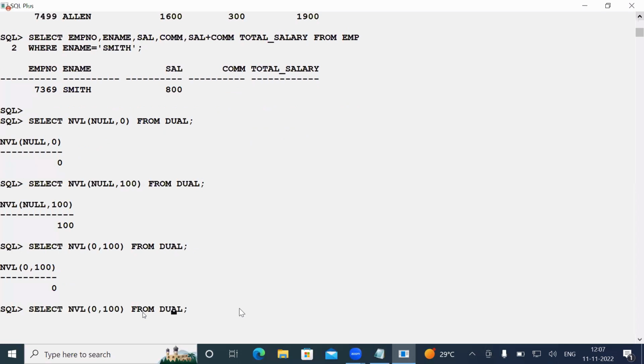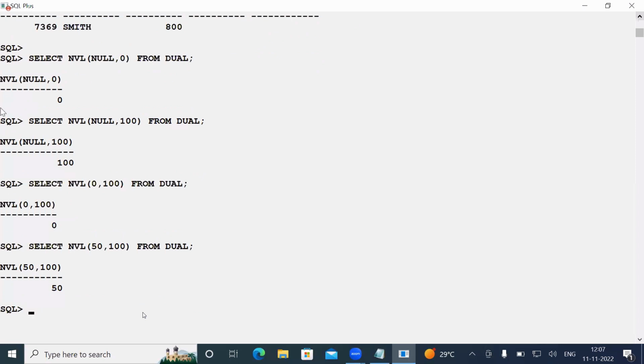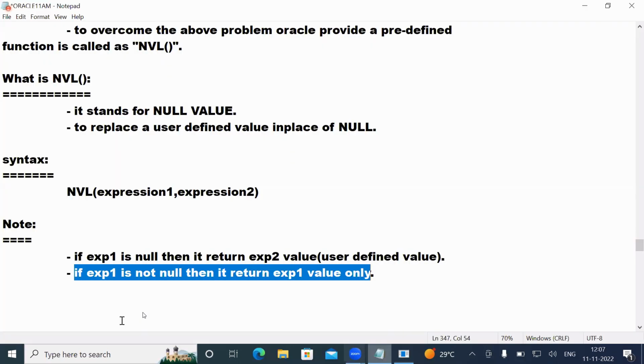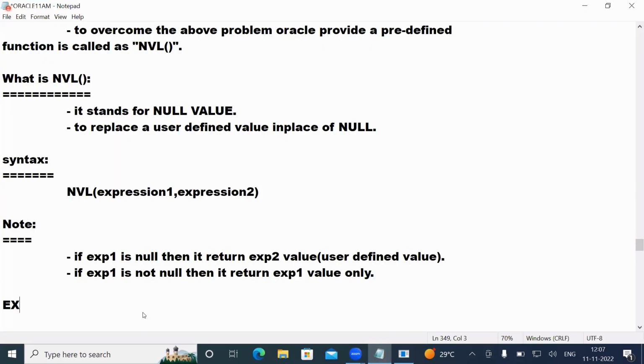Same as if I'm using here, for example, I'm passing 50. Then what is my answer? Yes, 50 only. Okay, now? So this is the NVL function's working nature. Understand now? These examples I'm giving here.